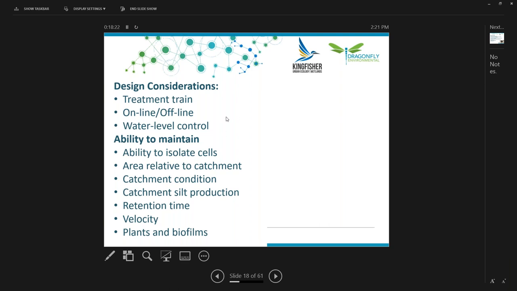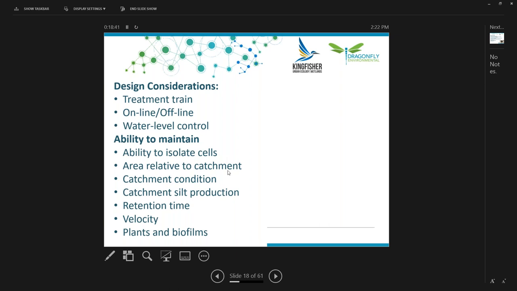Now, the big one, I should have had this in bold, water level control. And I'll save it for the next slide and for when we're going through the case studies. Another one, ability to isolate the cells. That means you have different pieces of wetlands and you can shut some off.